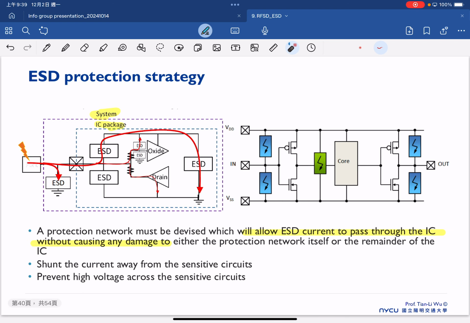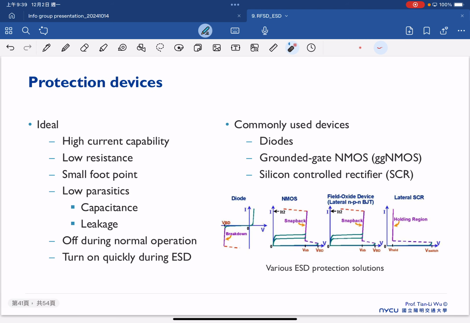One important point is that it must be off during normal operation. That means once our core IC is turned on, we definitely hope all these ESD components are off and won't start to conduct current, so they will not affect the typical function of our ICs. Also very important, it must be turned on very quickly during the ESD event, because as we already know, ESD can happen below several nanoseconds, even down to the picosecond.